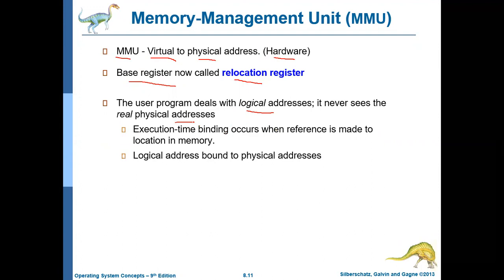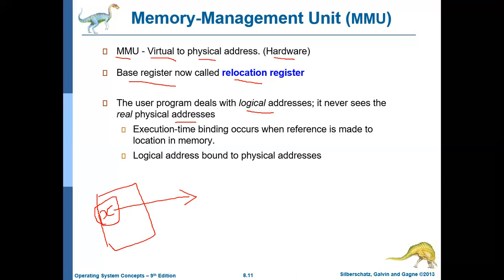Okay, so execution time binding occurs when reference is made to the location of the memory at runtime. So what is execution time binding? Runtime binding means, say your program is referring to a variable x. Where this x is, that is, what the corresponding memory location is, will be decided only at runtime. That is called execution time binding.